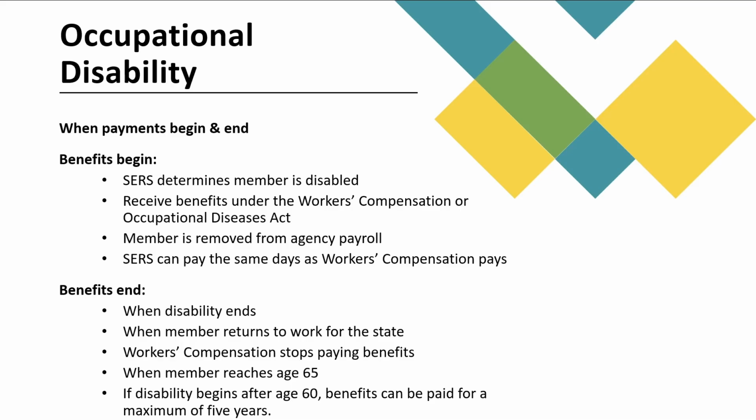For occupational disability, disability ends when the disability ends, when a member returns to work. When workers' compensation stops paying benefits, SCRS has to follow suit and stop paying benefits. When a member turns age 65, or if the disability begins after age 60, benefits can be paid for a maximum of 5 years.